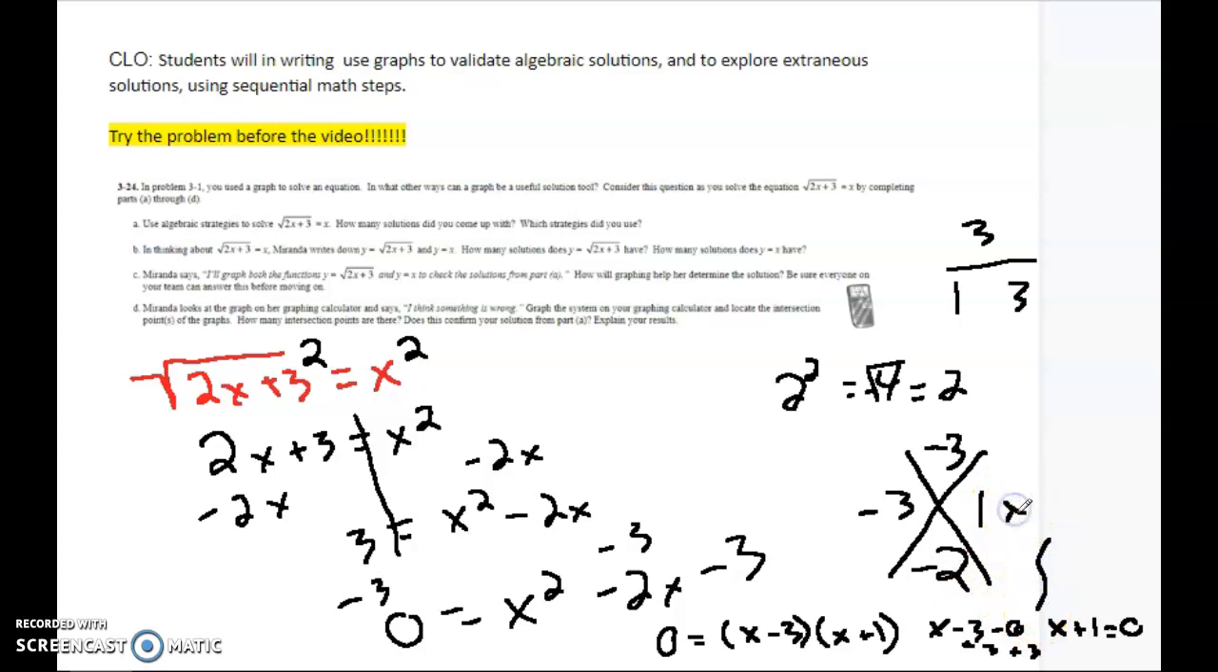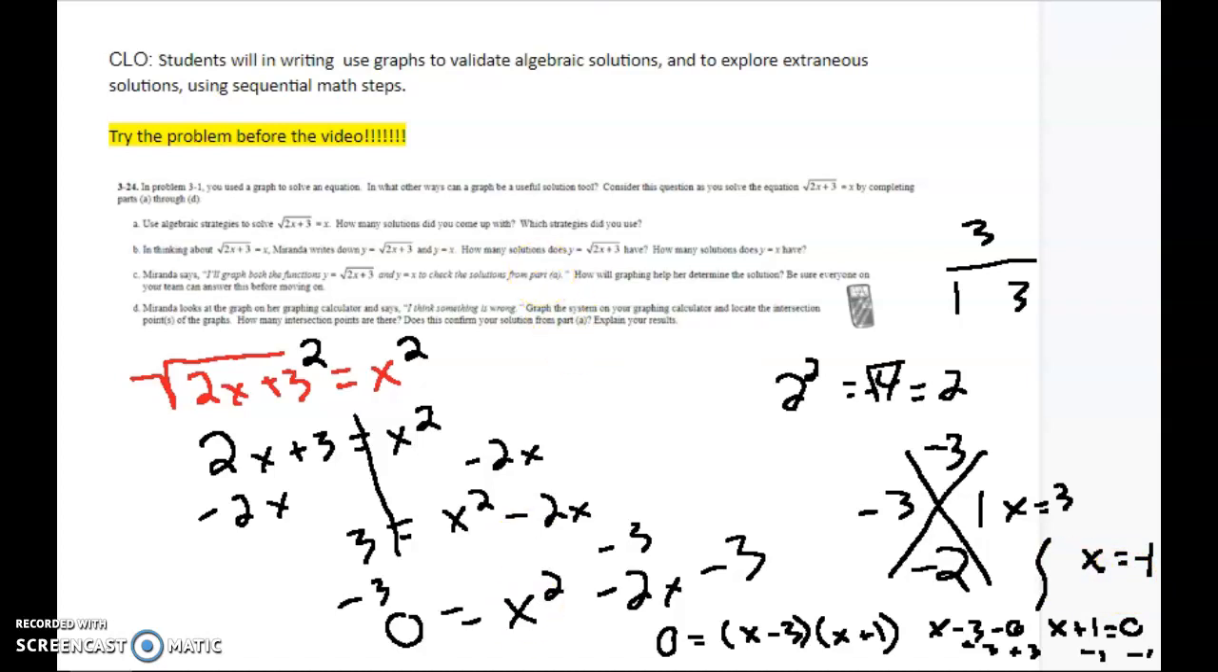So x equals 3. And this one, minus 1. So x equals negative 1. Okay, so what this is saying is that I have a solution where x equals 3 or x equals negative 1. So now I need to ask myself, how do I find the y coordinate?